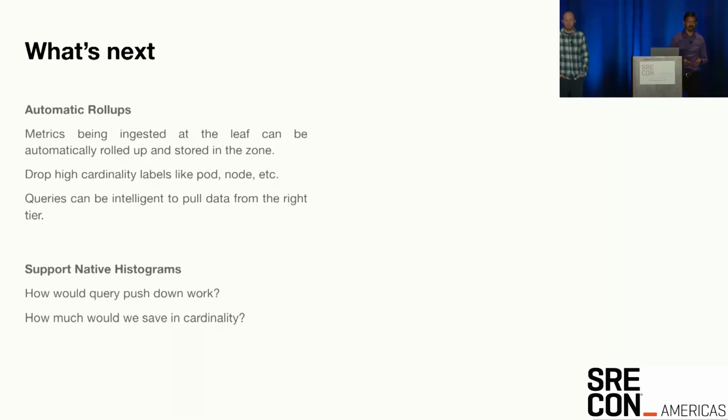Support native histograms. Prometheus supports native histograms now, given that we have our own magic to do things like pushdown and projection, how do these things work, how much savings will we have in terms of cardinality? So these are things that we want to figure out as time goes by.